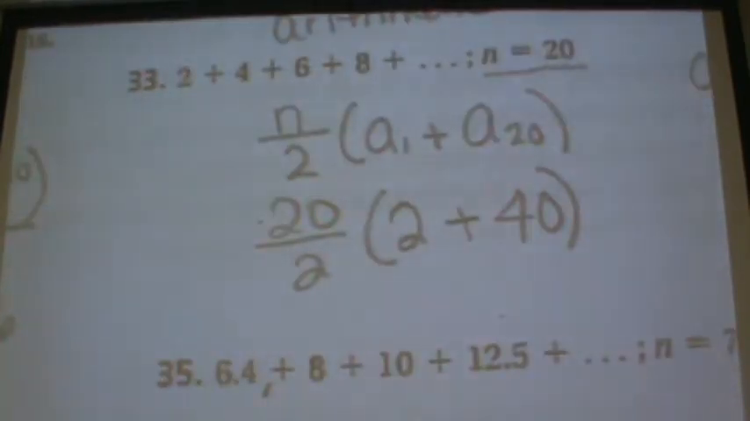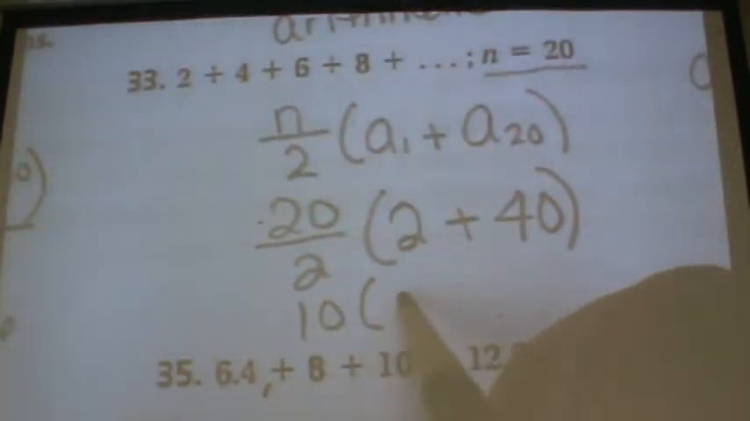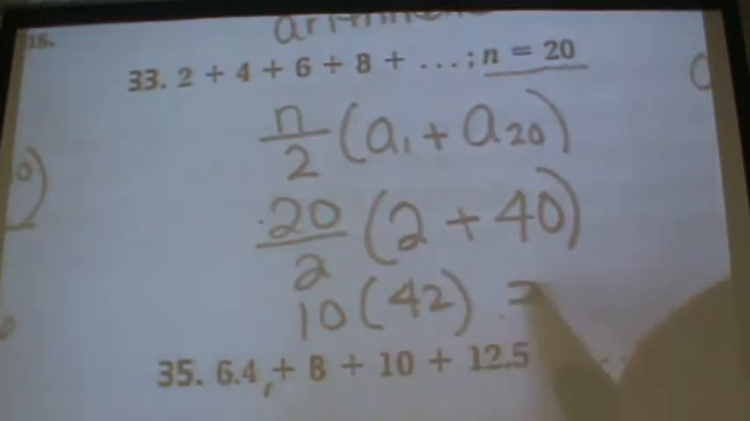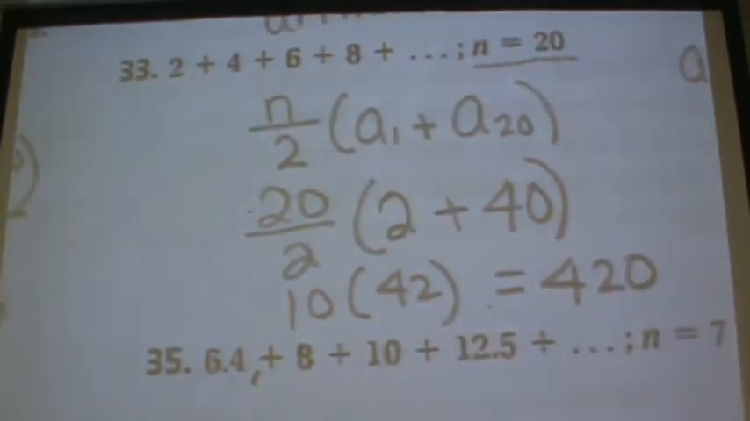What's 20 over 2? 10. What's 10 times 42? 420.